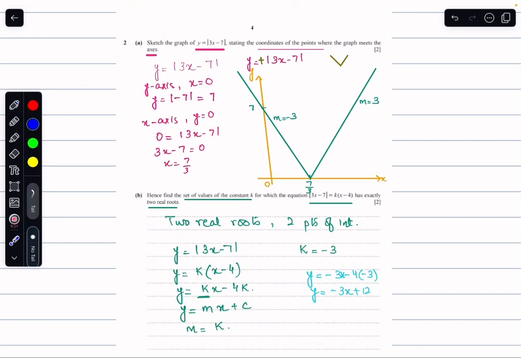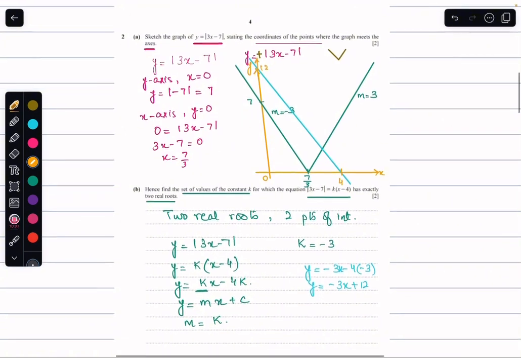If I sketch this line, I would know that this line shall be passing the absolute function at the y-intercept, which shall be equal to 12. The x-coordinate here shall be equal to 4. And I can see that it is not going to intersect the absolute function at 2 points. It's just intersecting the absolute function at just 1 point, meaning there is just one real root with respect to the gradient value which equals negative 3.